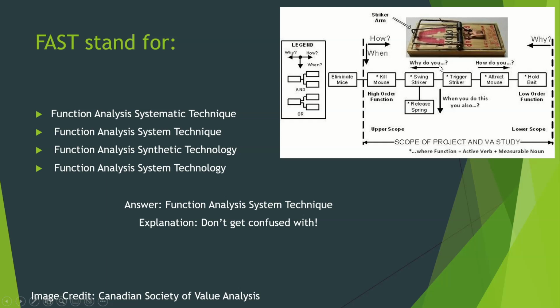This is an example where we are looking at how to catch mice. The objective is to eliminate mice, and along this axis we define how we would like to proceed with the process, and from the right to the left we answer why we are actually doing this process, to get to our major motive, that is to eliminate mice.